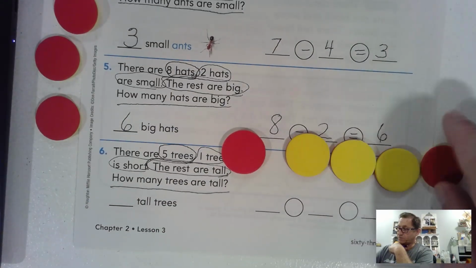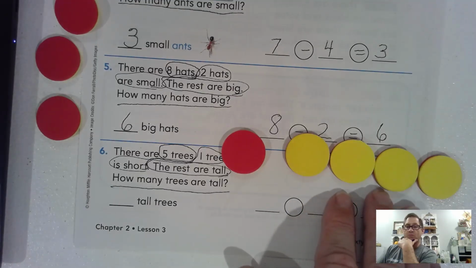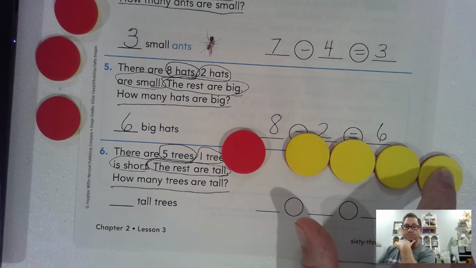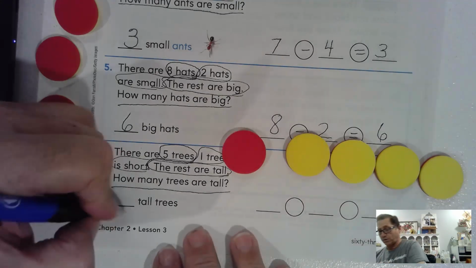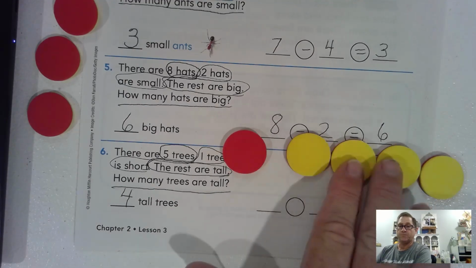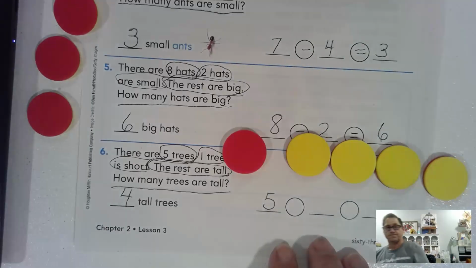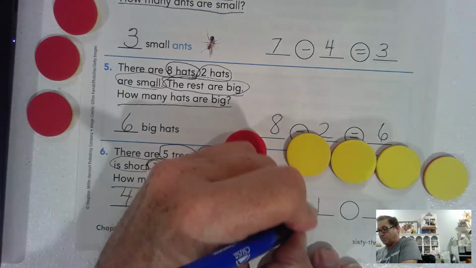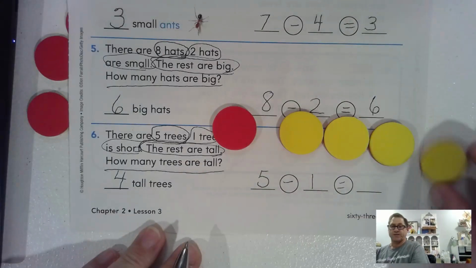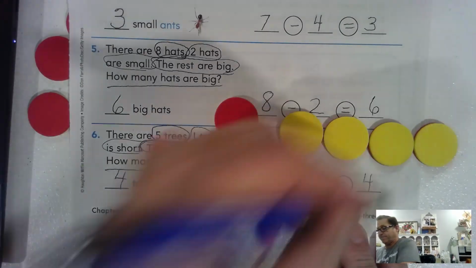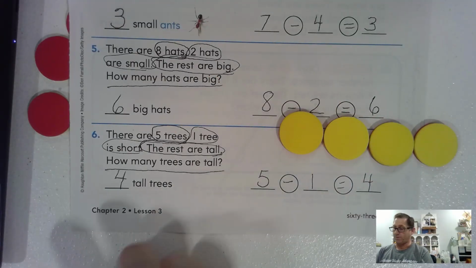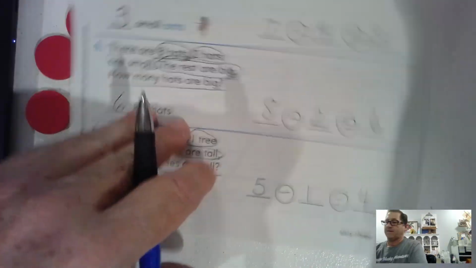If we take that away from the total, the rest are tall. And just to illustrate it, we'll turn those over to represent the ones that are tall. 1 tree short, the rest tall. So 1, 2, 3, 4 tall trees. What's our subtraction problem? 5 total, take away the 1 short tree equals how many tall trees? 4, right? 5 total. Take away 1, you're left with 4. All right, go to page 64.